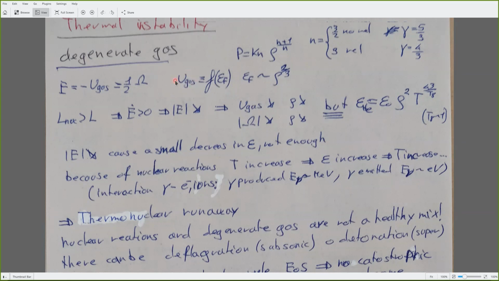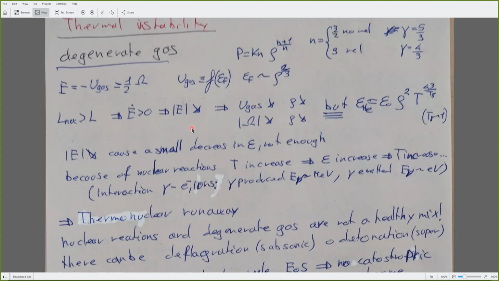And the internal energy of the gas is, in this case, no longer a function of the temperature, but a function of just the complete degenerate gas on the Fermi energy that is proportional to the density. And that is why here the pressure doesn't depend on the temperature anymore.